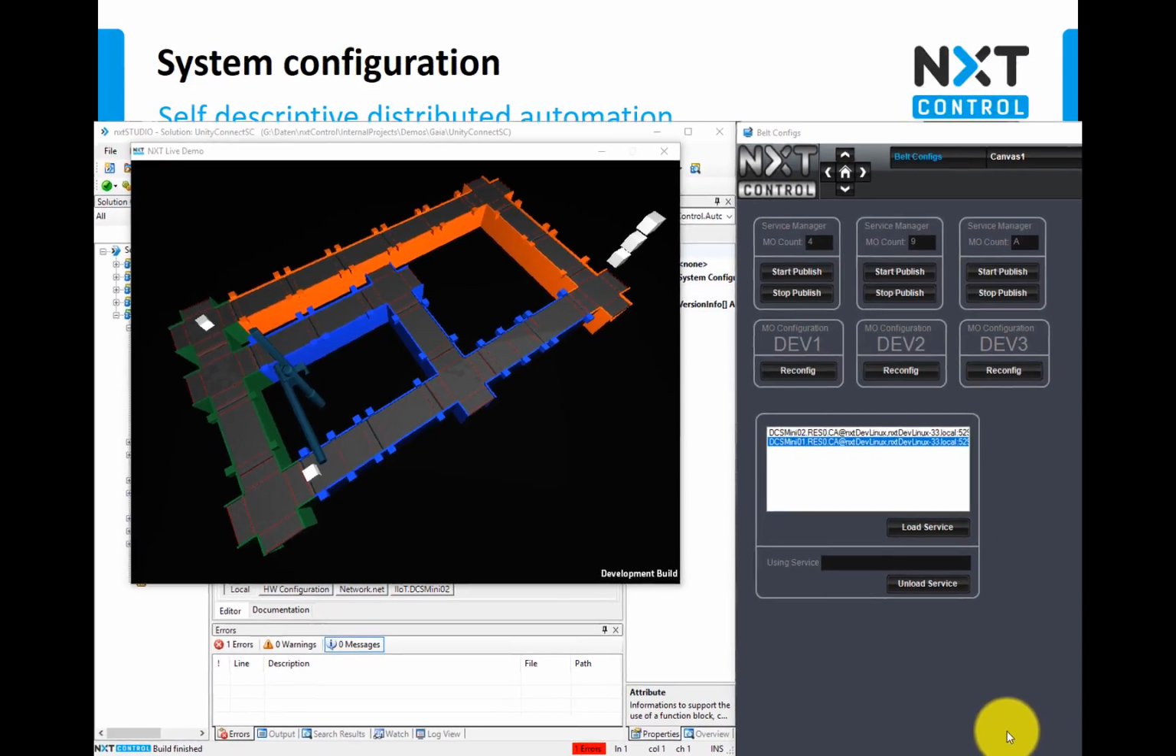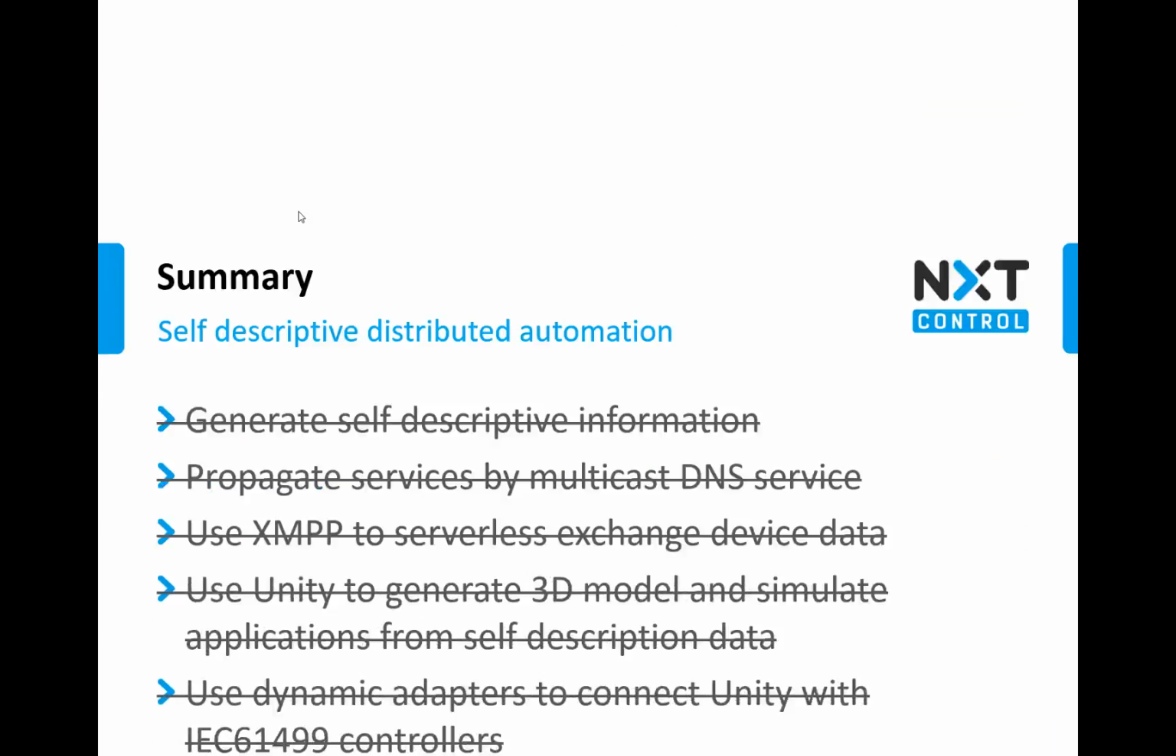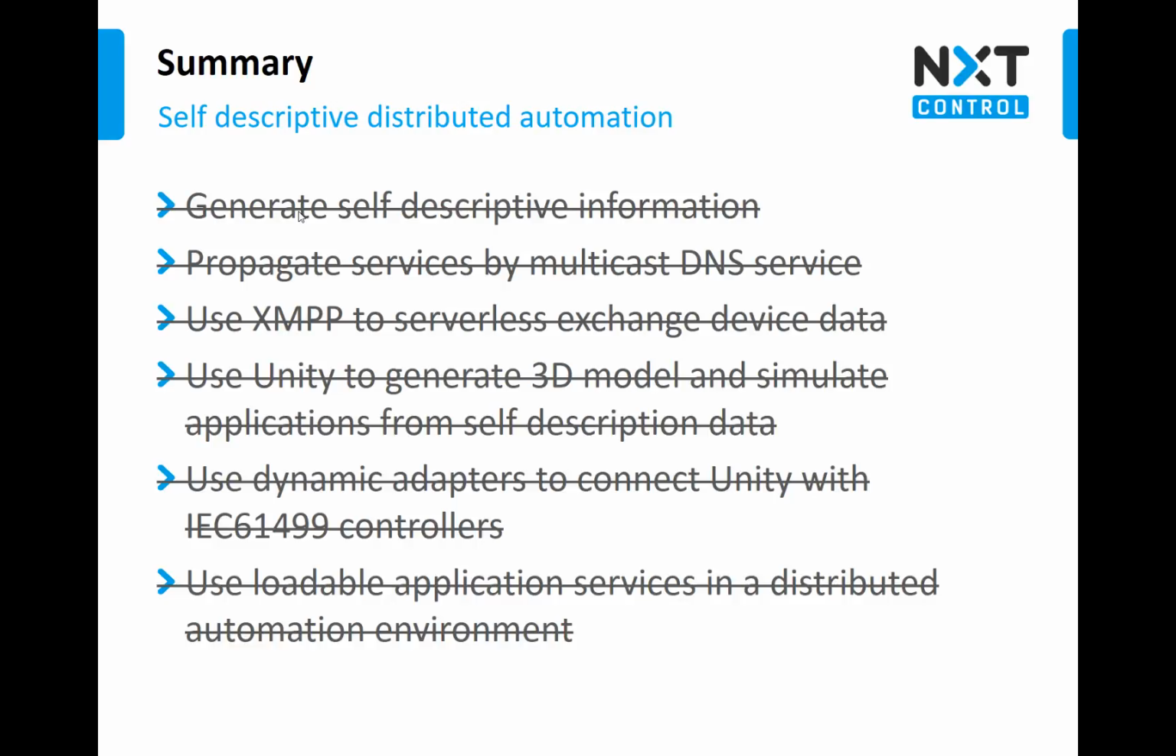A summary of what we have seen in the demonstrator. We have seen how we can generate self-description information out of 4099 applications. We have seen how we can use multicast DNS service to propagate services in automation environments. We have seen how we can use XMPP to exchange messages for self-described devices. We have seen how Unity can use self-described device information to dynamically build 3D models that can interact with the control application in real time with the support of dynamic 4099 adapter connections. And we have seen how we can load propagated services and use them in the independently operated automation environment.